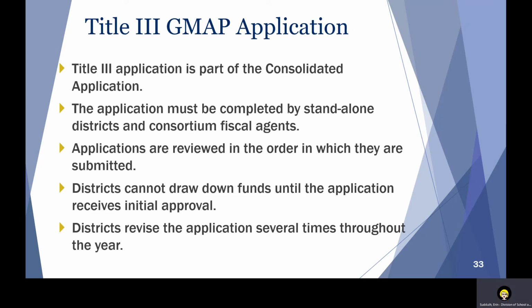As previously stated, members of consortiums do not complete an application in GMAP. However, information about their programs, services, budget, etc. are included in the fiscal agent's application. It's important for districts participating in consortiums to provide this information to their fiscal agents in a timely fashion, as the fiscal agent is responsible for completing the application in GMAP for all LEAs in the consortium. Revisions are required when USAID releases a revised allocation amount, as well as when the district needs to make a change to their original approved application.